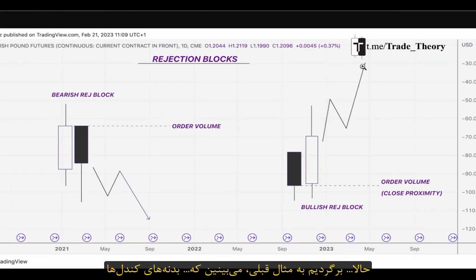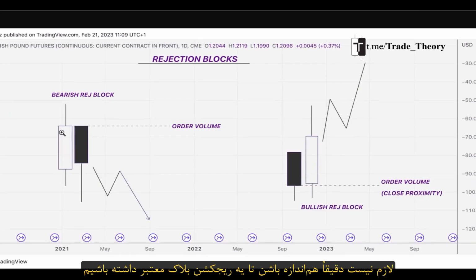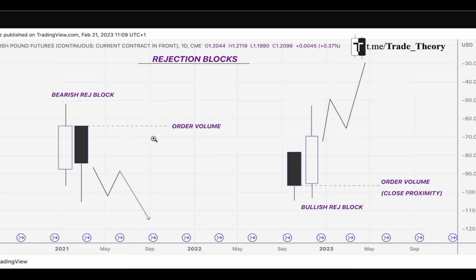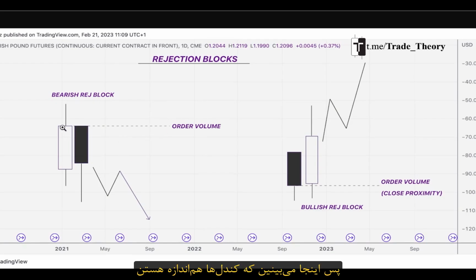going back into this example, you can see here again the bodies of the candle do not have to be equal for that to be valid as a rejection block. All they need to do is be in close proximity to one another. That was the definition of rejection block I gave you guys a few minutes ago. Alright, so here you can see they're equal.